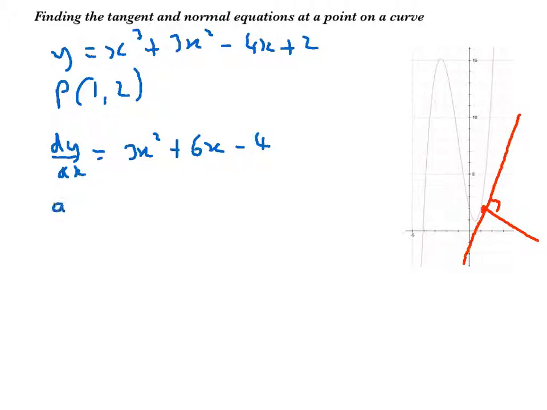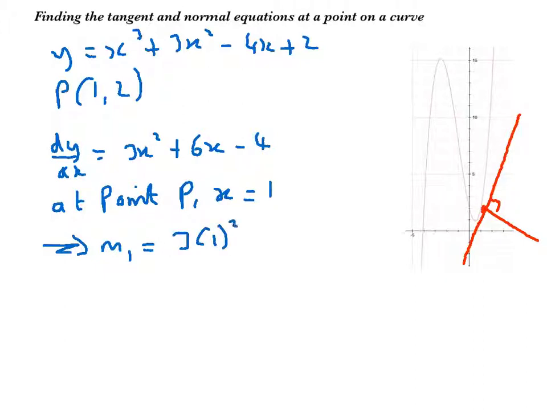And then at point P, our x value is of course 1. So we can sub in, just from our line geometry work, m1 equals, and we're just putting in that 1, so 3 times 1 squared plus 6 times 1 minus 4, which gives us 3 plus 6 minus 4, and this of course will give us 5. So the gradient of my tangent is m1 equals 5.